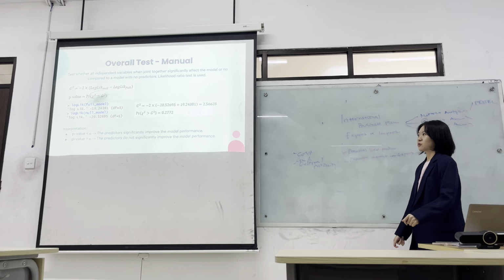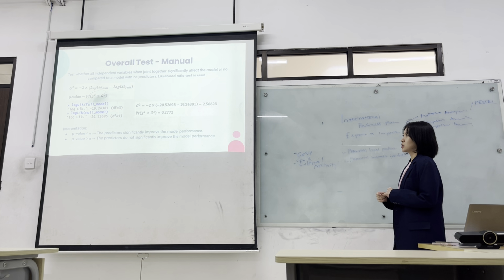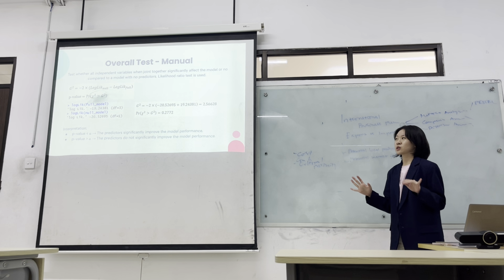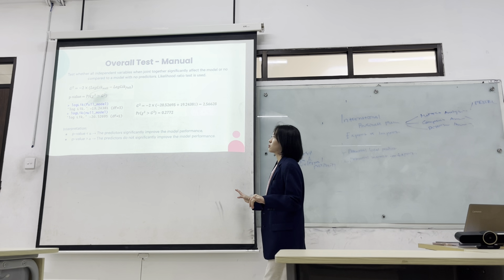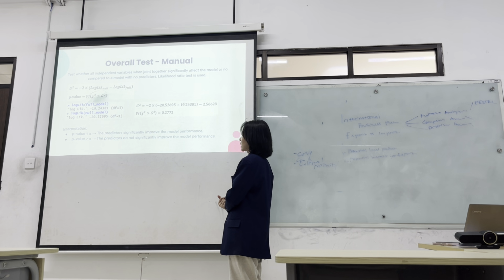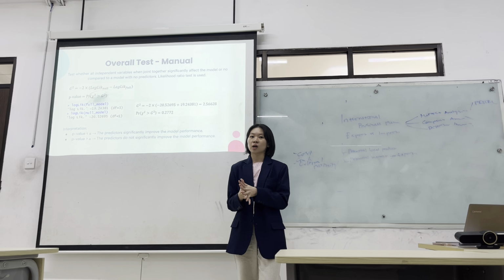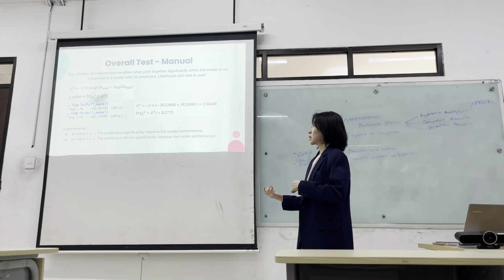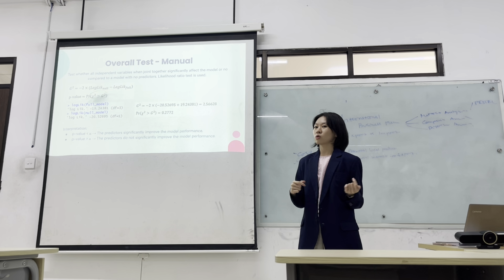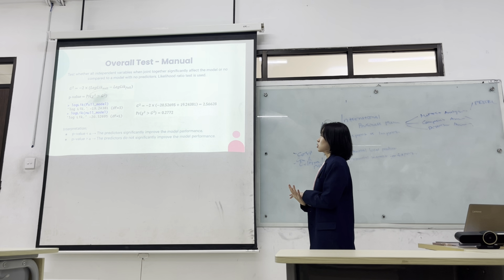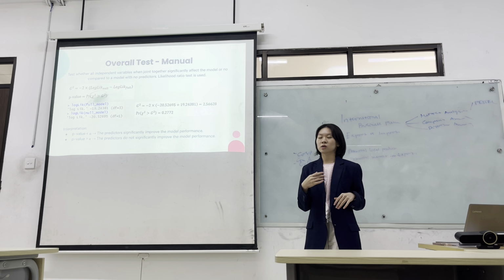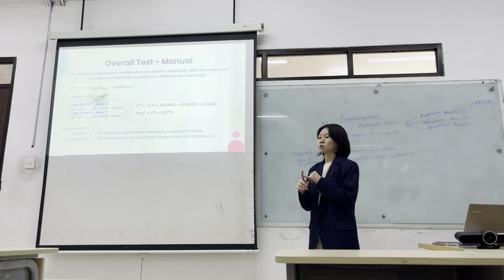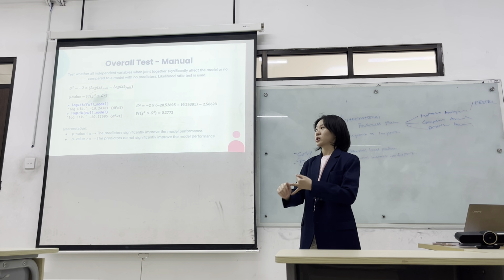And then next we move on to the overall test. The first one is manual. It's not entirely manual, and we also use R for this. The overall test measures whether, when the independent variables are joined together, they can significantly affect the model or not, compared to a model with no predictors, which we call a null model. So it's null model versus full model.